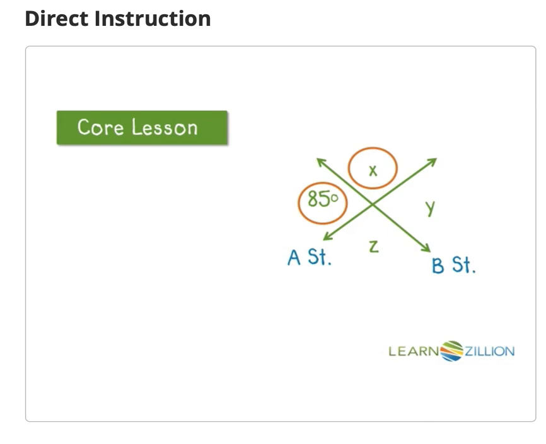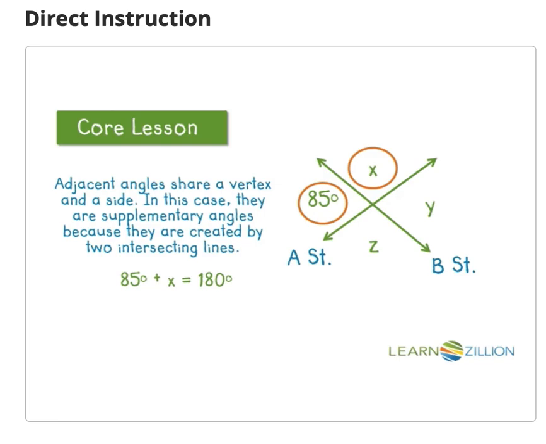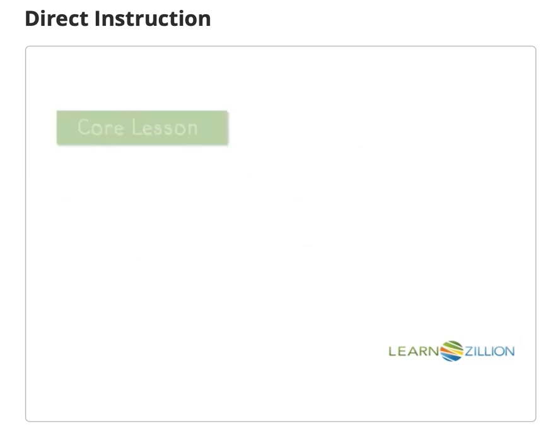The 85-degree angle and angle X form adjacent angles because they share a vertex and a side. And in this case, they are supplementary because they are formed by two intersecting lines. Since they are supplementary, we know together they're going to add up to 180 degrees. So we can solve for X and find that angle X measures 95 degrees.